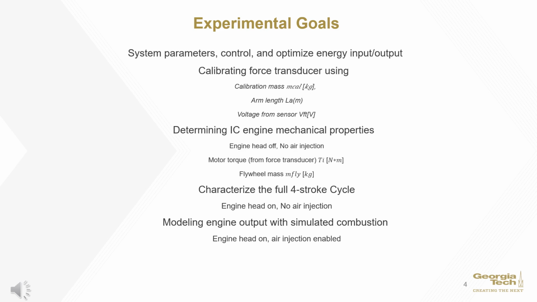Also, in the second week, we characterized the full four-stroke cycle of the engine, this time with the engine head on and with no air injection used. The final part of the goal of this experiment is to model the engine output with simulated combustion, this time with both the engine head on as well as air injection. These are the goals for this experiment.